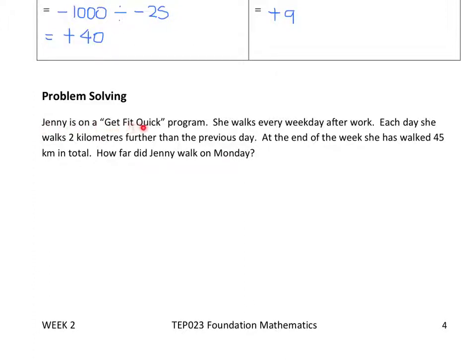Jenny is on a Get Fit Quick program. She walks every weekday after work. So that means she walks 5 days in every week. Each day she walks 2 kilometres further than on the previous day. At the end of the week, she has walked 45 kilometres in total. How far did Jenny walk on Monday?